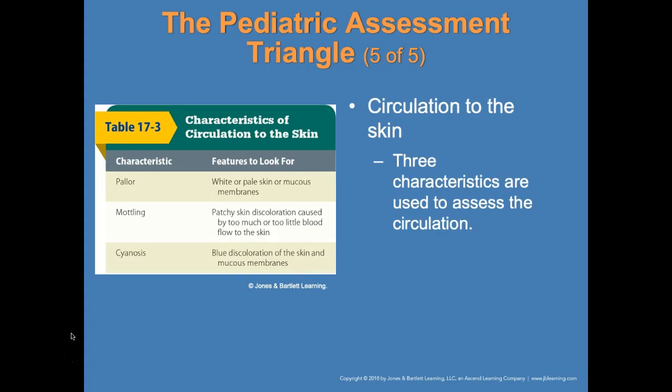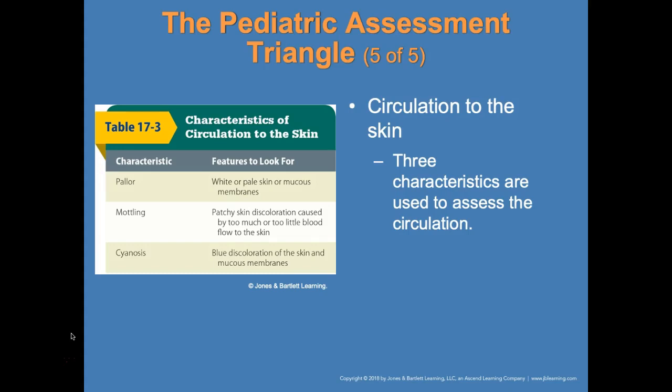All right. Last one is going to be circulation of the skin. So we use 3 different characteristics for this one. We have paleness, mottling, and cyanosis. So we're going to check the patient's skin for any paleness or pallor. White or pale skin indicates inadequate blood flow to the skin.